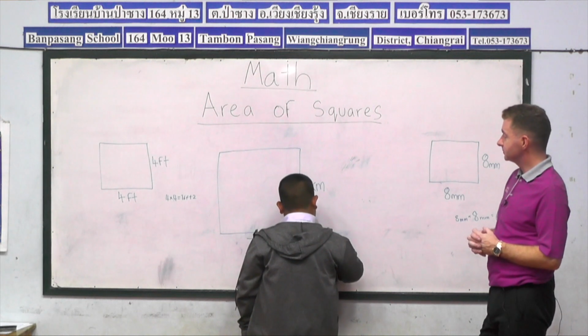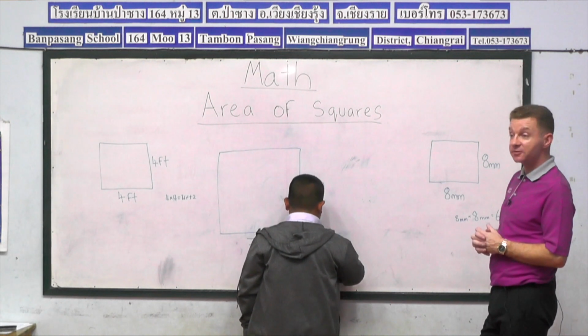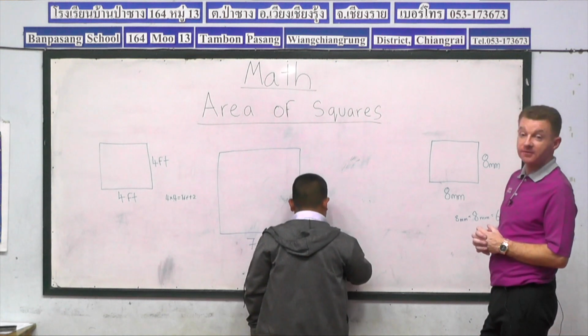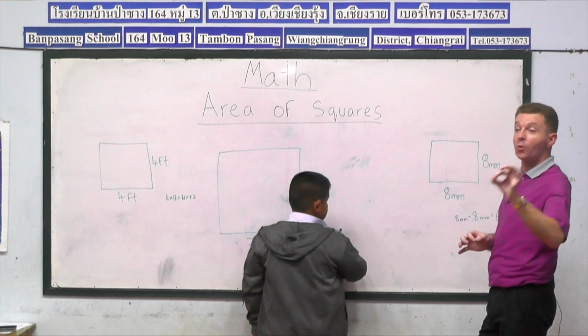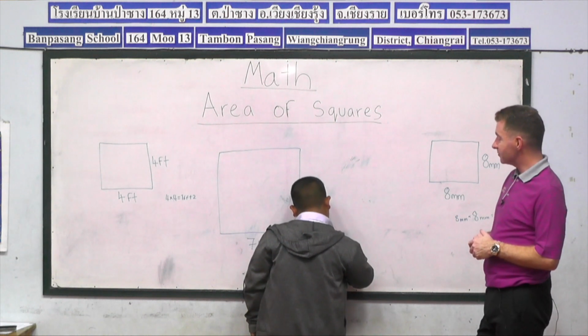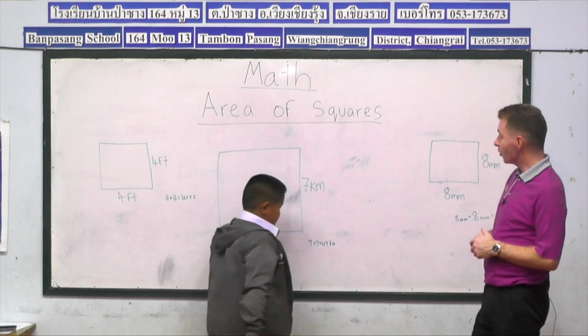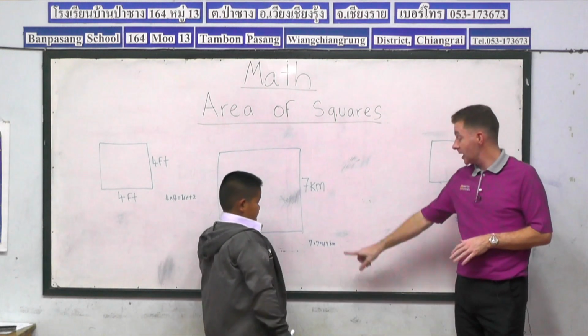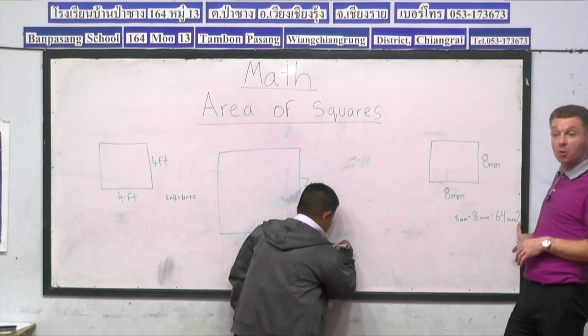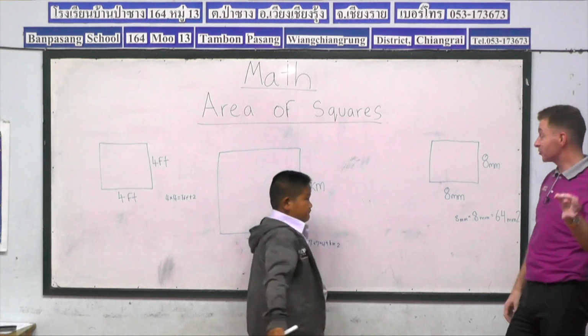7 times 7. Correct. Yes, you see, always times. So 7 times 7 equals 49 kilometers. And then what comes at the end of kilometers for the area? The number 2 to make it squared.